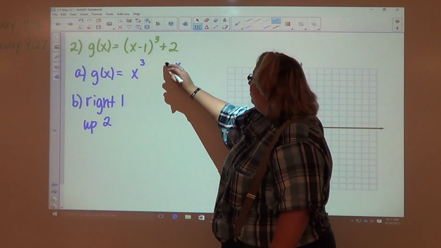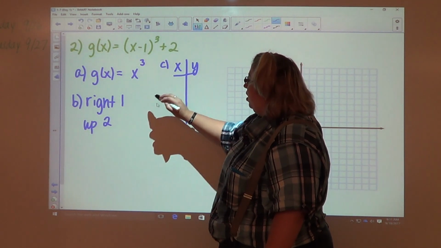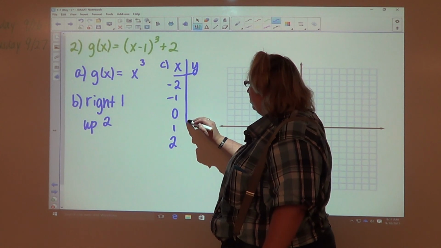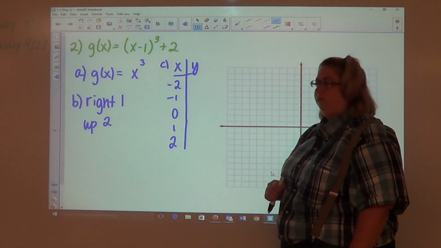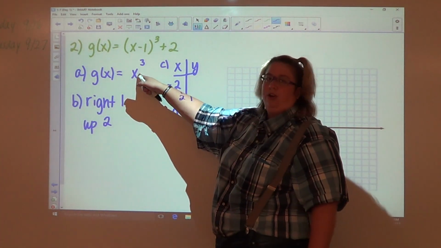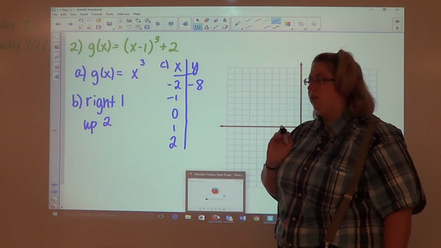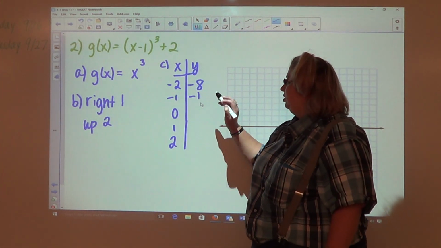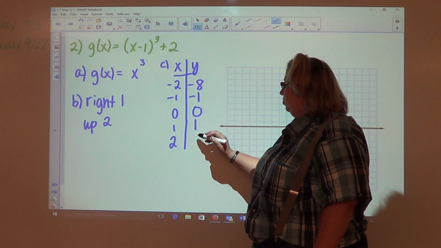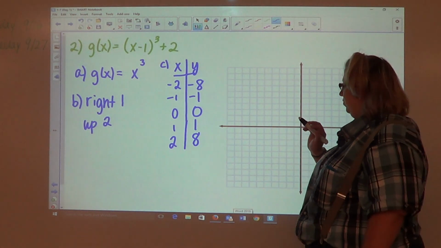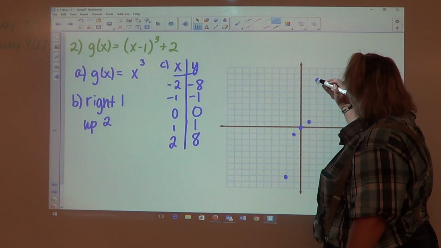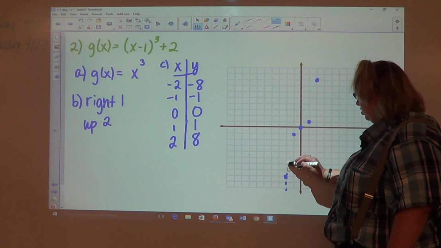And then for part C, our t-chart is going to be off of our parent function. And unless it's a square root, I want you to use these 5 points. So negative 2 to the 3rd is negative 8. Negative 1 to the 3rd is negative 1. 0 to the 3rd, 0. 1 to the 3rd, 1. And 2 to the 3rd is 8. Okay, so go ahead and draw your coordinate plane. And we're going to make this dashed.